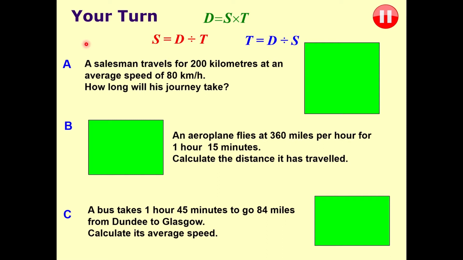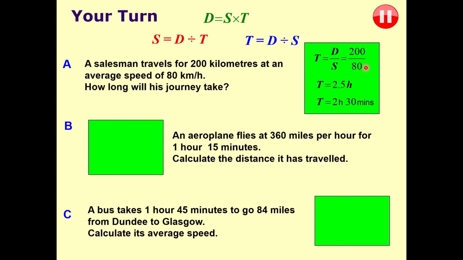Okay, hopefully you've unpaused now and we can go through the answers. So first question, a salesman travels 200 kilometres at an average speed of 80 kilometres per hour. How long will his journey take? So how long will it take? We're trying to calculate the time. So time is distance divided by speed. 200 divided by 80, what we've got in our question, which is 2.5 hours. But we can't just leave it like that. You have to convert it to 2 hours and 30 minutes.